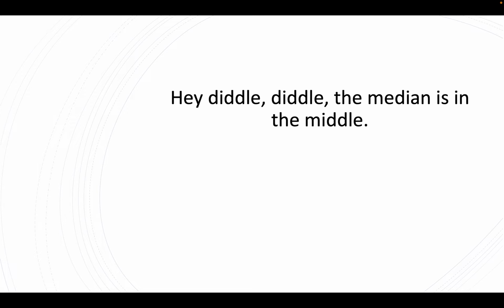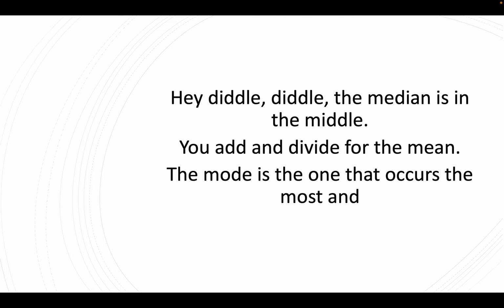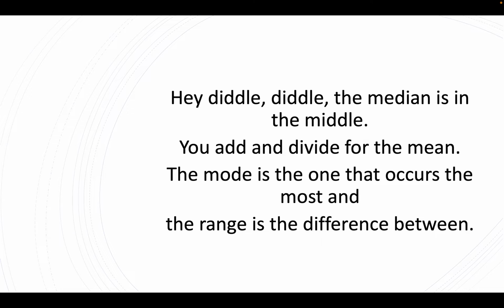Hey diddle diddle, the median is in the middle. You add and divide for the mean. The mode is the one that occurs the most, and the range is the difference between.